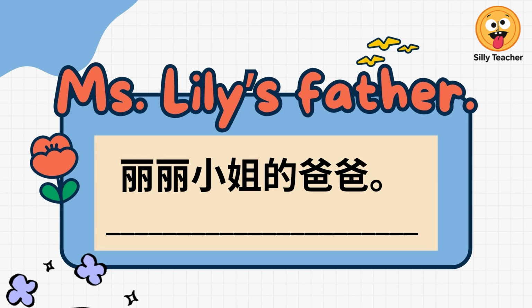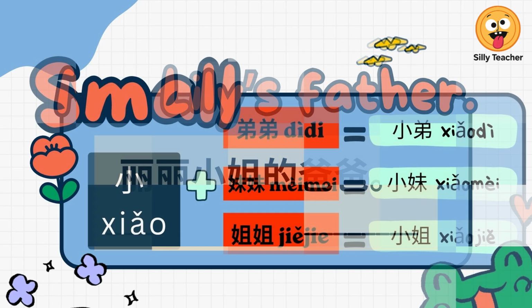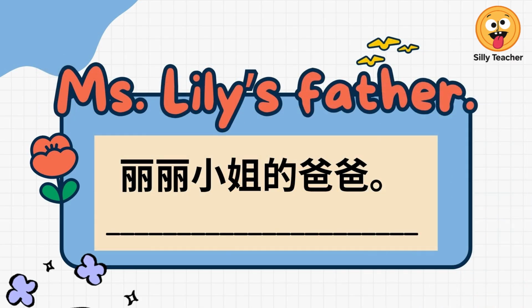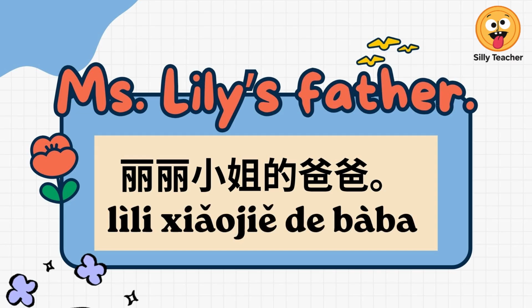Number four, how do you say Miss Lily's father? Now, in our previous topic, we learned the word miss. So, to say Miss Lily, we would say Lily 小姐. You do not say 小姐 Lily. The correct answer would be Lily 小姐. So try answering Miss Lily's father. Good job. The answer is 莉莉小姐的爸爸.